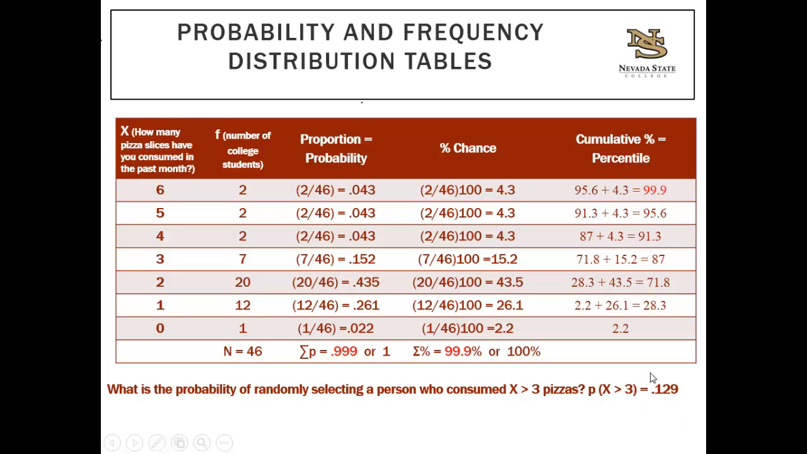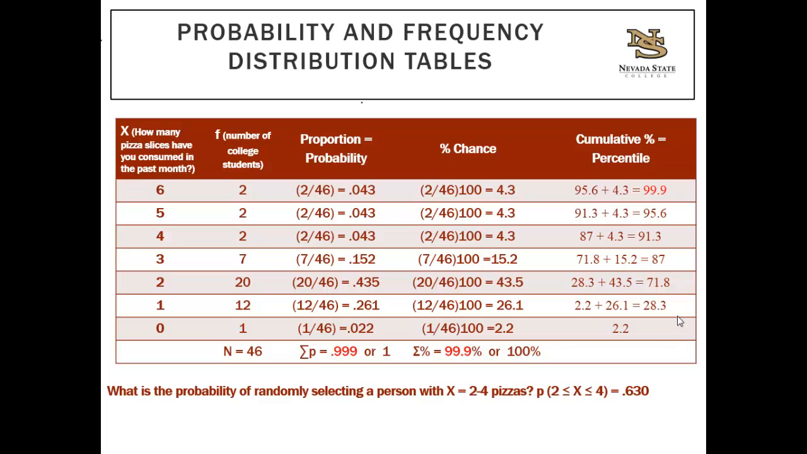And you can see this is within rounding error if we multiplied this by 100 of 13%. So just getting you comfortable with interpreting the values in this table. So here's another one. Probability of randomly selecting a person who consumed between 2 and 4 pizza slices.